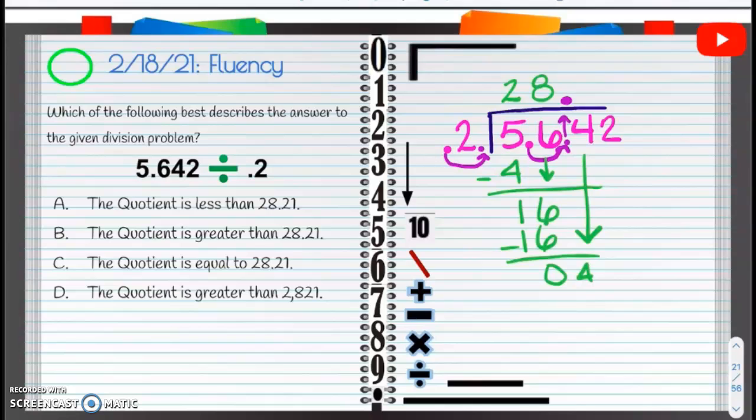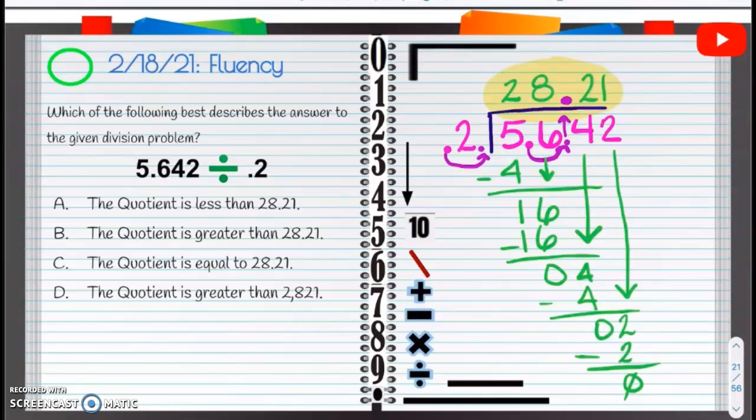2 can go into 4 2 times. 2 times 2 is 4. Subtract, are we done? Nope, gotta bring down this 2. It's the last one. 2 can go into 2 1 time. 2 times 1 is 2. Subtract, we get 0. Anything else to bring down? Nope. Any remainders? Nope. So our answer is going to be 28 and 21 hundredths.